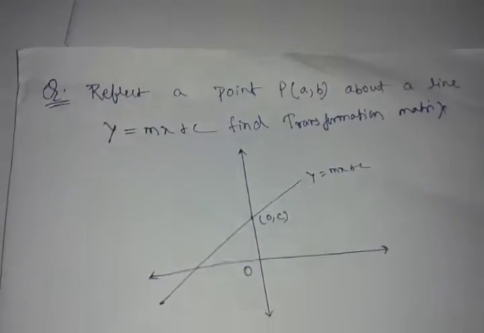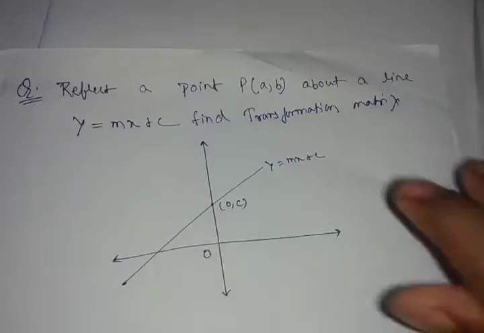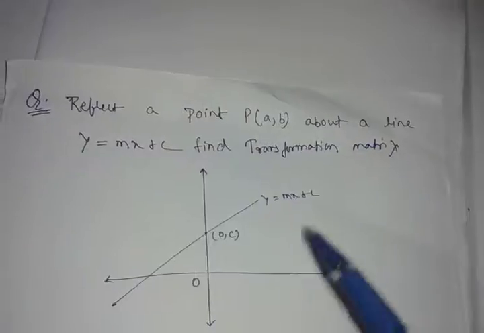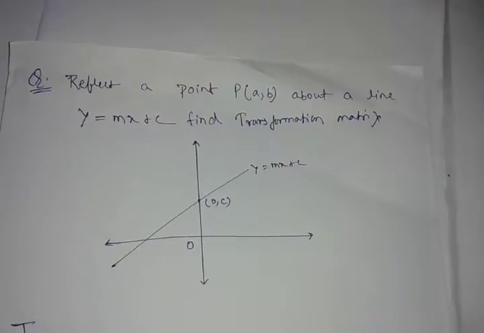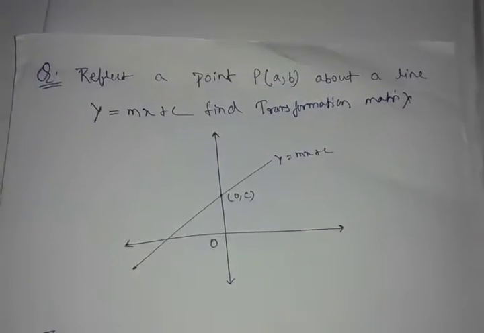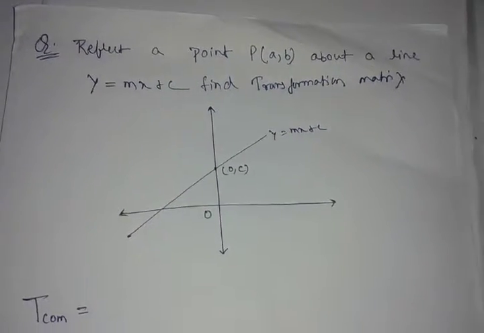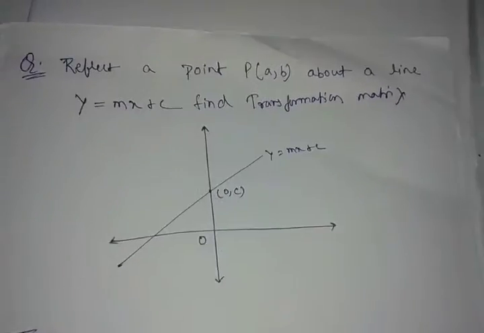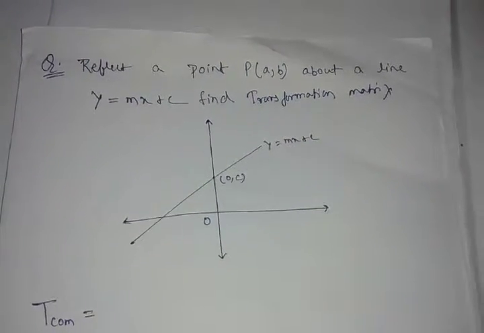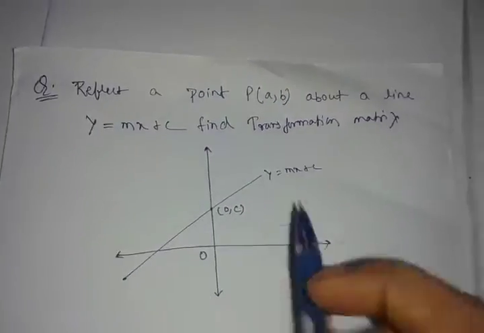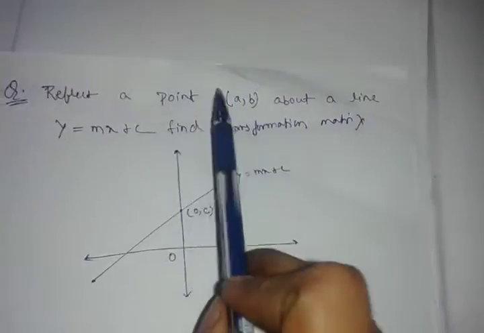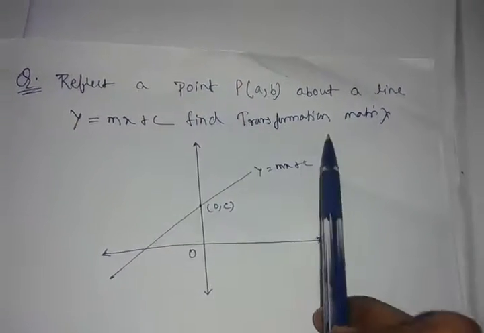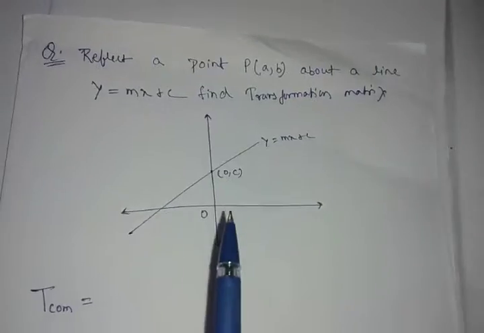Fine. So here is a question for your understanding. By this question you can easily understand how we are doing rotation and translation and all these reflections. So if you see this question, you will easily understand when these things come into play. Fine. So here the question is, reflect a point a comma b about a line y equal to mx plus c. Find the transformation matrix. So here you need to find only the transformation matrix.